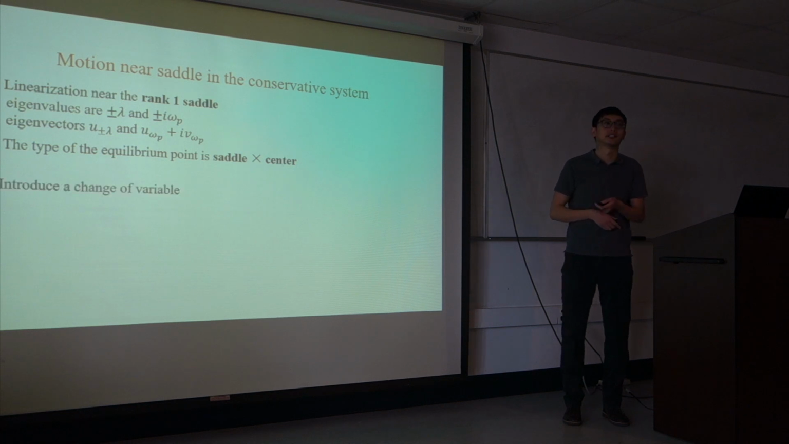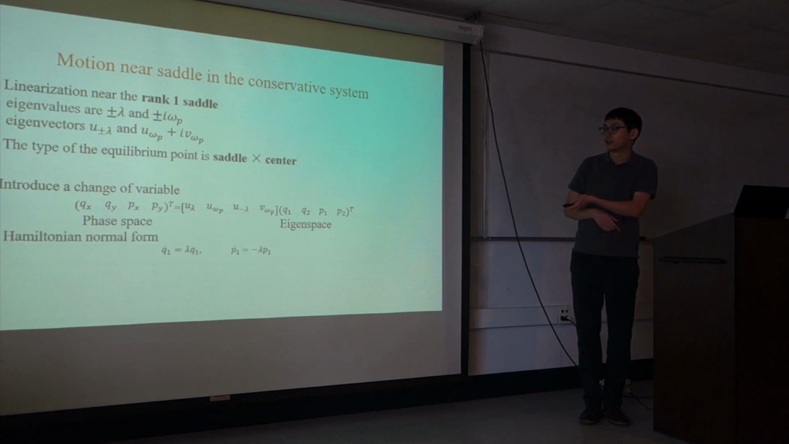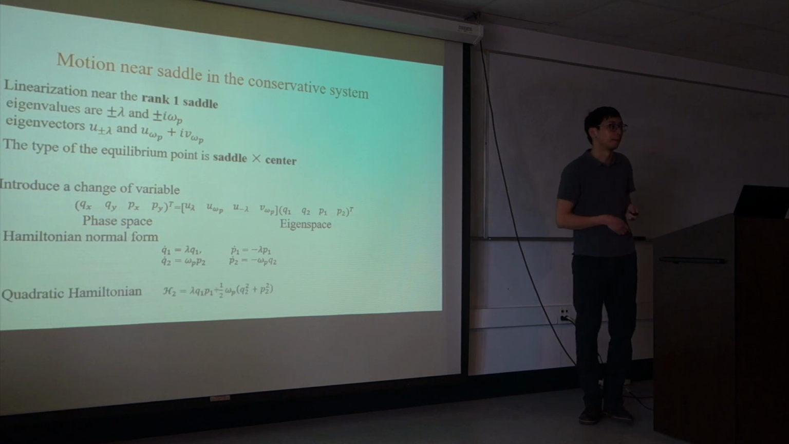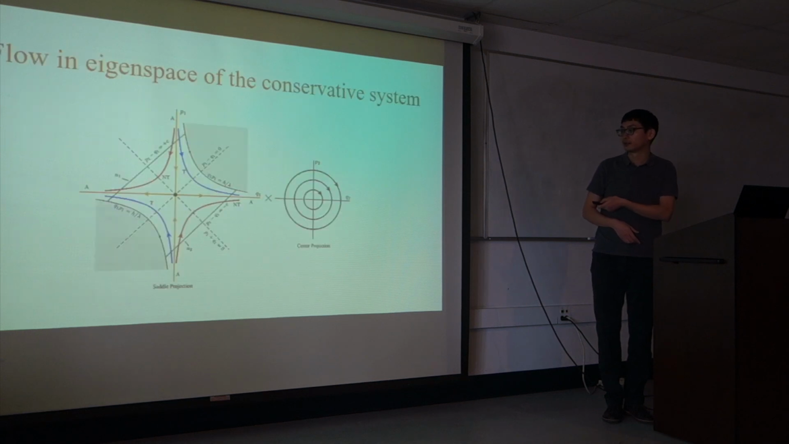If we introduce some change of variable here, by using the generalized eigenvectors, we can transfer the phase space to the eigenspace. This is the Hamiltonian normal form, and this is the quadratic Hamiltonian. We can obtain the analytical solution in eigenspace. This is the flow in eigenspace. It is a saddle plus center, and they are uncoupled. The left one is the saddle projection, and the right one is the center projection.